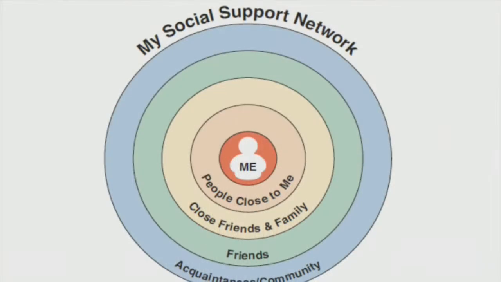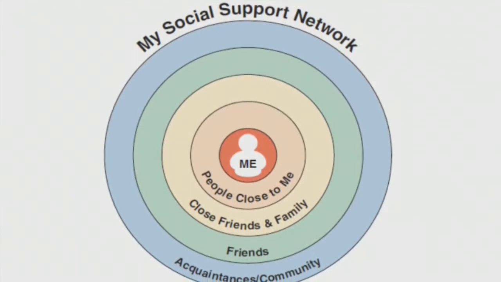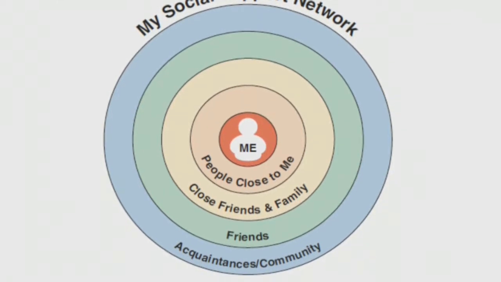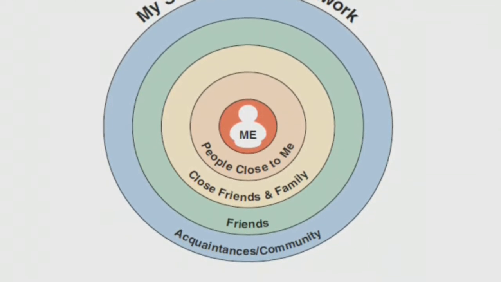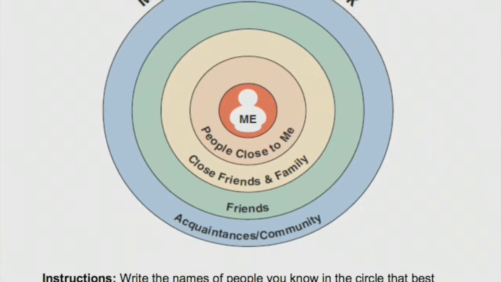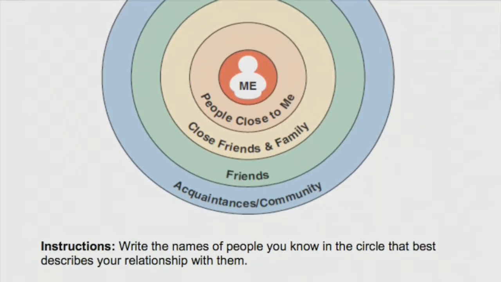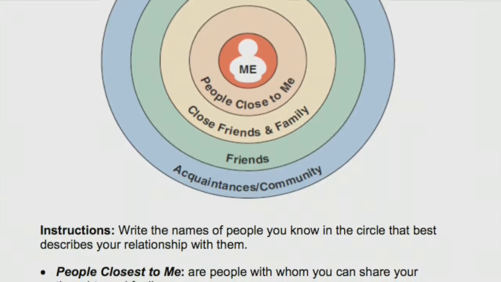One of the major aspects of the contact with others module is to get clients to start thinking more expansively about people who are supportive in their lives. In our participant manual, we make a distinction around different types of individuals who can be supportive. We talk about people closest to me, close friends, friends, and acquaintances as being four different types of individuals that can be supportive.